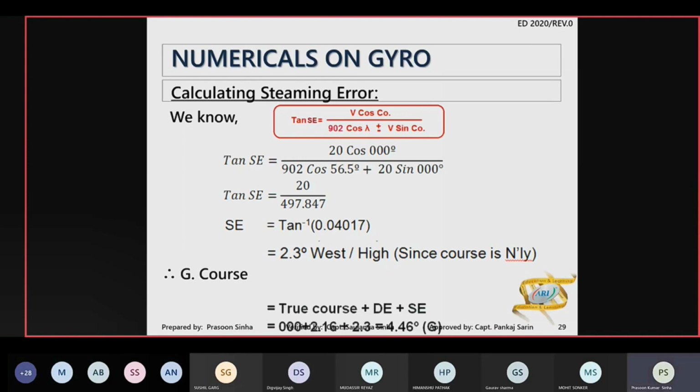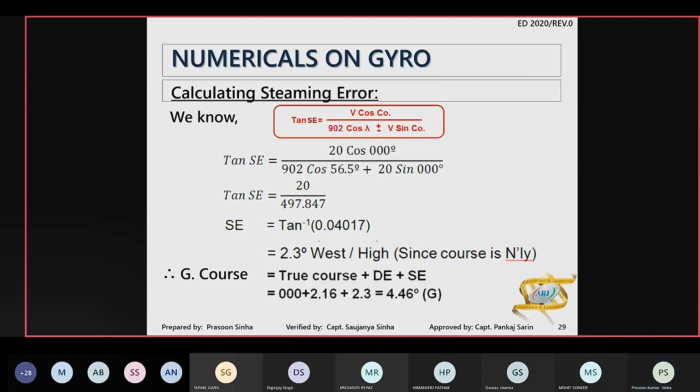So since the error is westerly, the gyro is supposed to be high. Gyro reading has to be west. Error west, gyro west. So from true heading, which is 000, we are adding both the westerly errors to get the gyro, which is 4.46 degrees or 004.46 degrees, because we are reading heading. It has to be read in 3 digits.